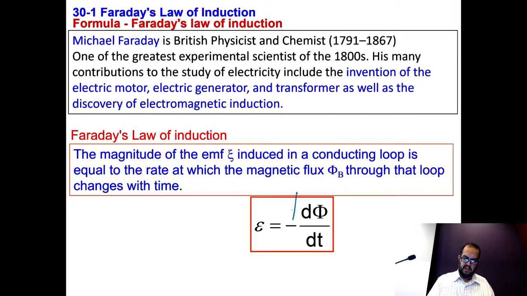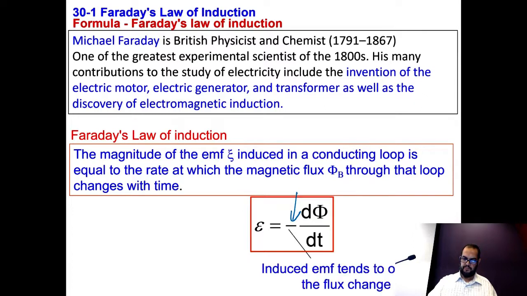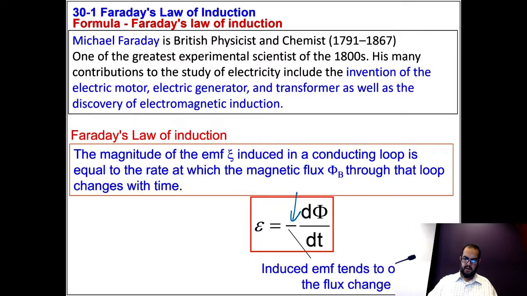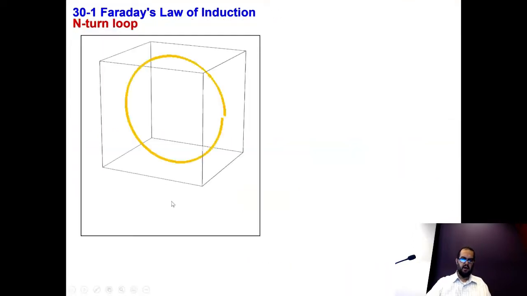This negative sign is credited to Lenz. He said the induced EMF is always opposing the change. So that's why we must have a negative sign. So this is the induced EMF. It's minus the derivative of the magnetic flux with respect to time. Okay? So this is the model.